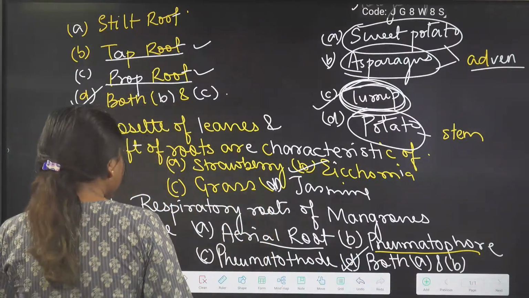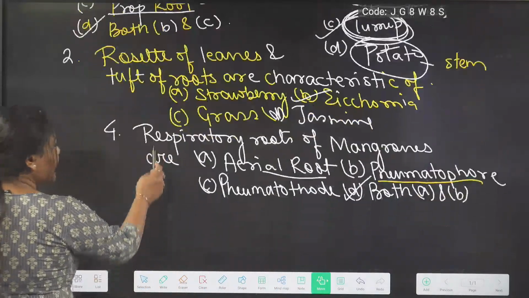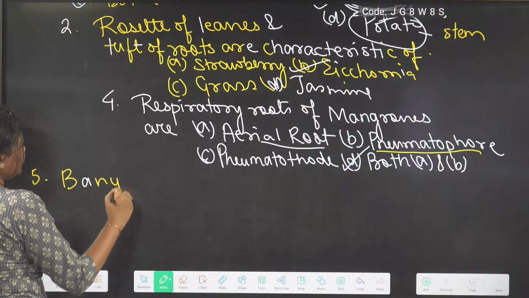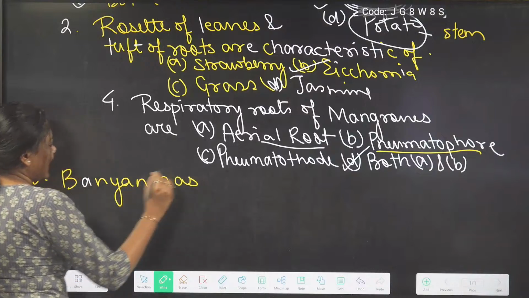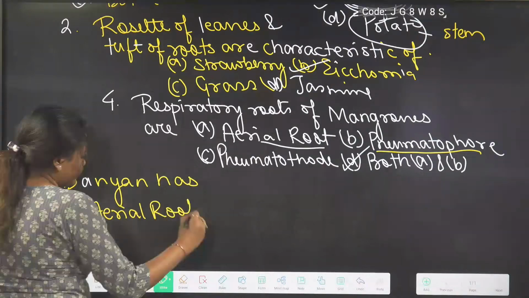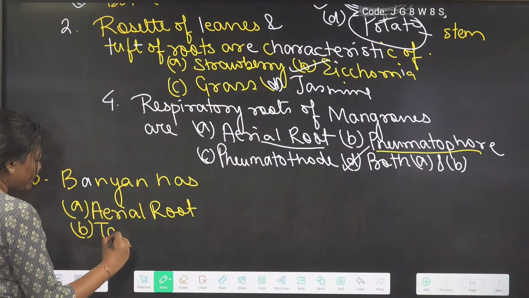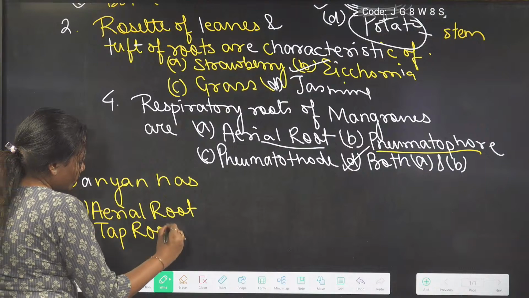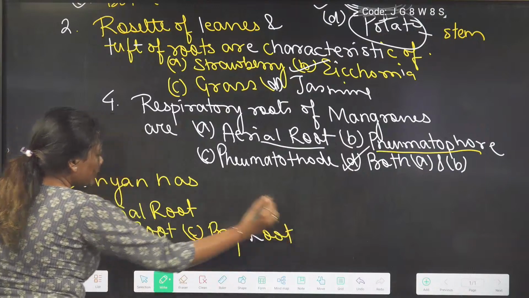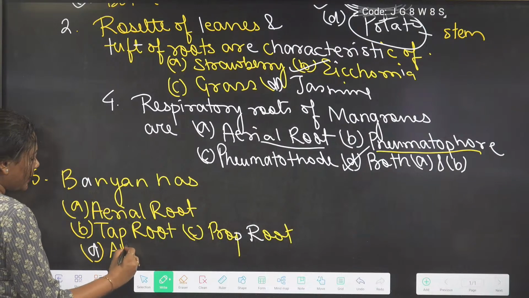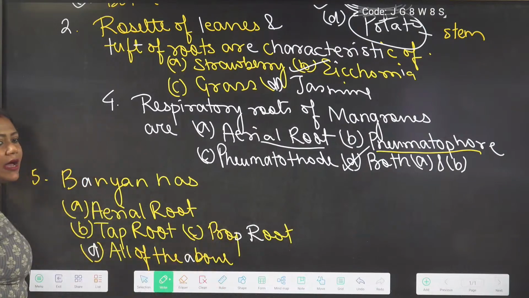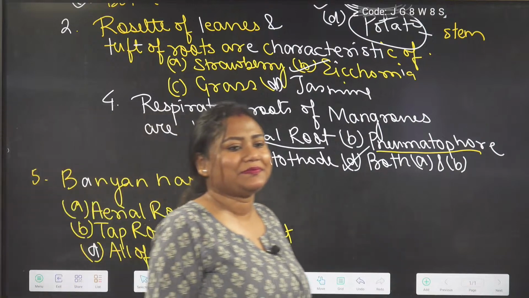Come on, tell me the next question. Number 5. Banyan has: aerial root, taproot, prop root. Read the question properly. All of the above. Tell me the answer.